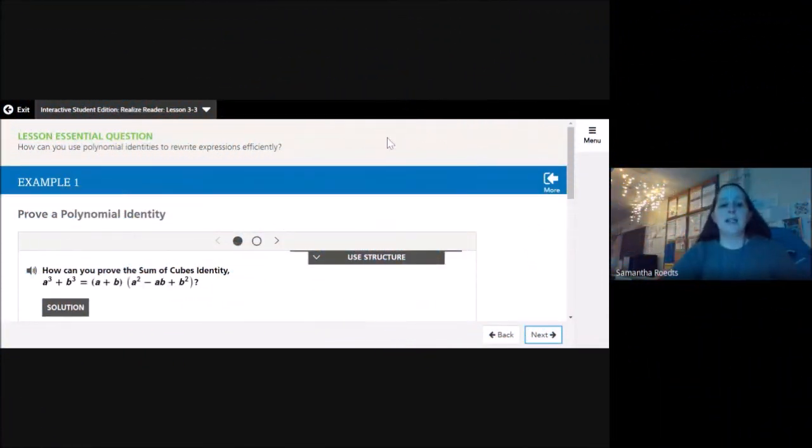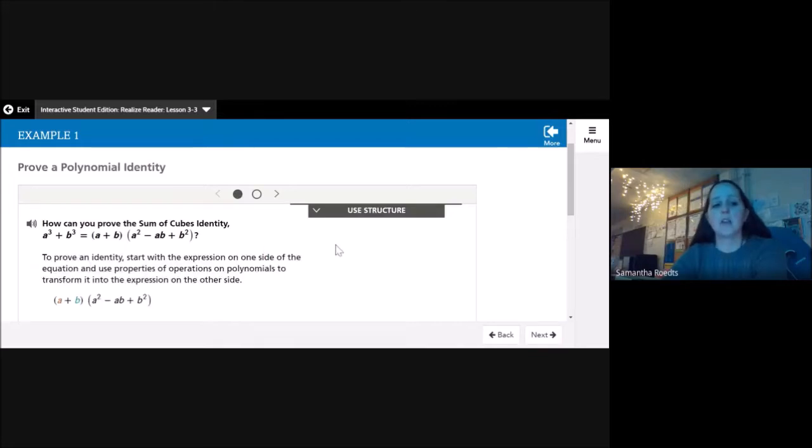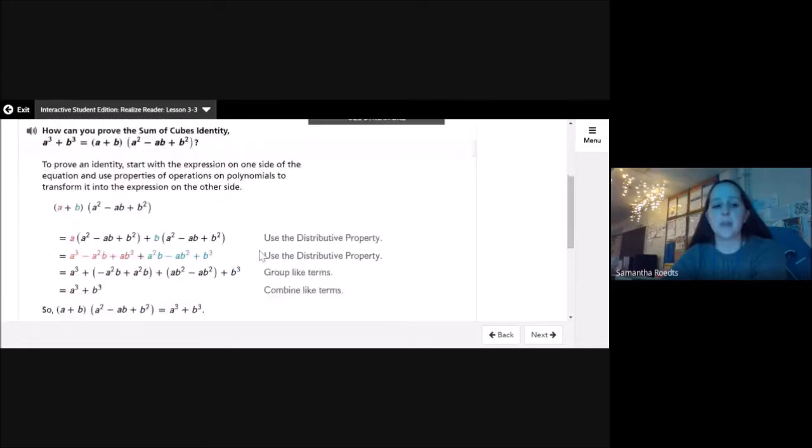All right, so in example number 1, I want to prove a polynomial identity. How can you prove the sum of cubes identity? I have a cubed plus b cubed equals a plus b times a squared minus ab plus b squared. In order to prove an identity, I start with the expression on one side of the equation and use properties of operations on polynomials to transform it into the expression on the other side. So I want to change this so it looks like this: a plus b times a squared minus ab plus b squared.